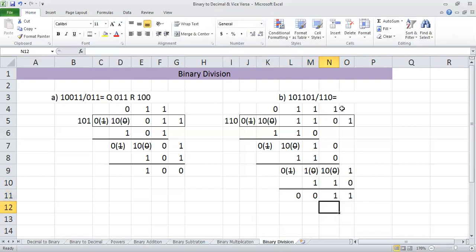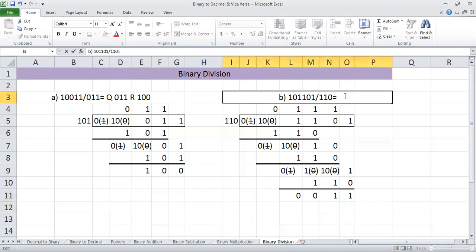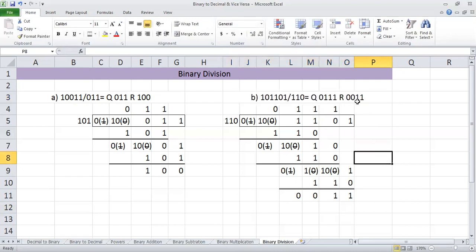So here we have quotient 0, 0, 1, 1, 1, remainder 0011. Right? This is quotient and this is remainder here. This is how we can do binary addition, subtraction, multiplication, and division. I hope it is clear to everyone.